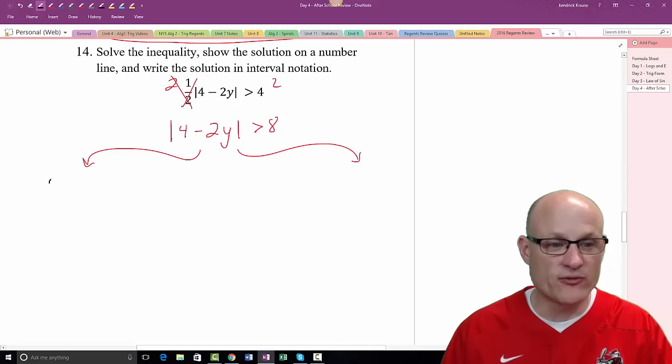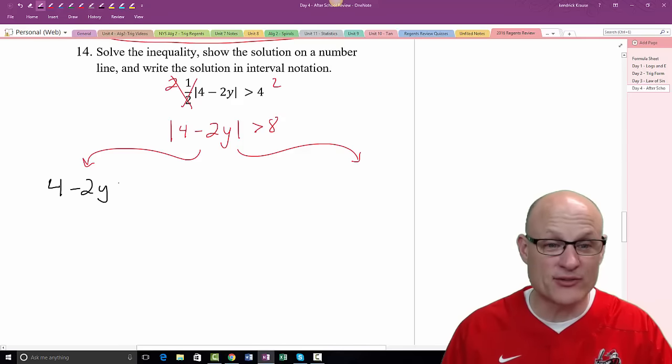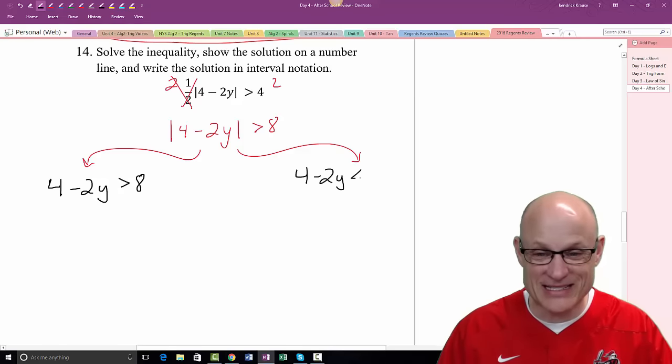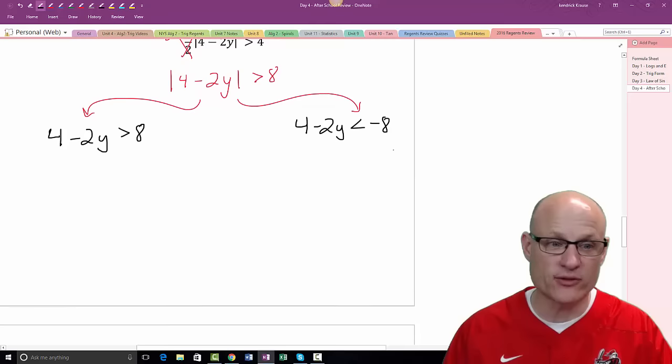This one doesn't change. It's 4 minus 2y. Uh-oh, we got a negative thing we're going to divide by, so we got to remember we're going to eventually switch the sign. And then 4 minus 2y is less than negative 8. Not going through the whole lesson on why that's true. That's how it's done. You should remember this.